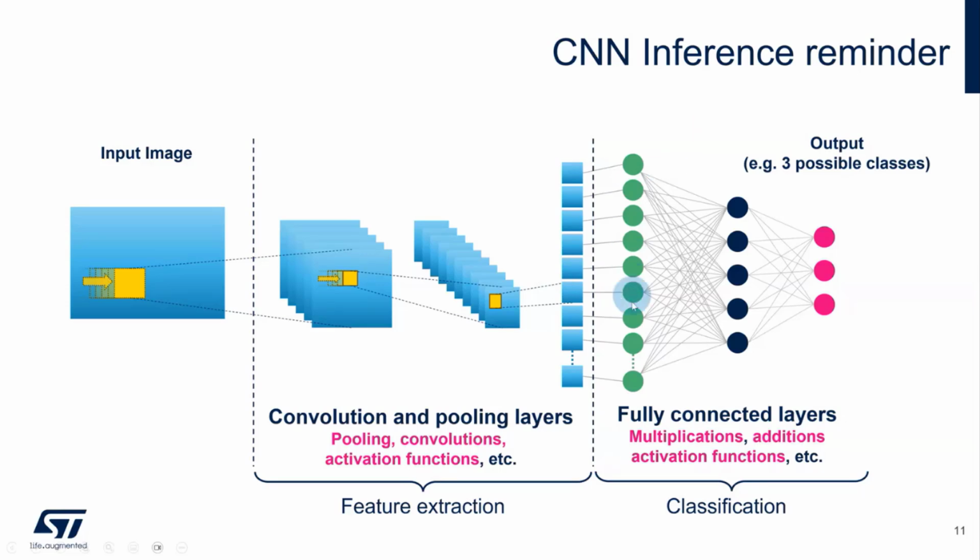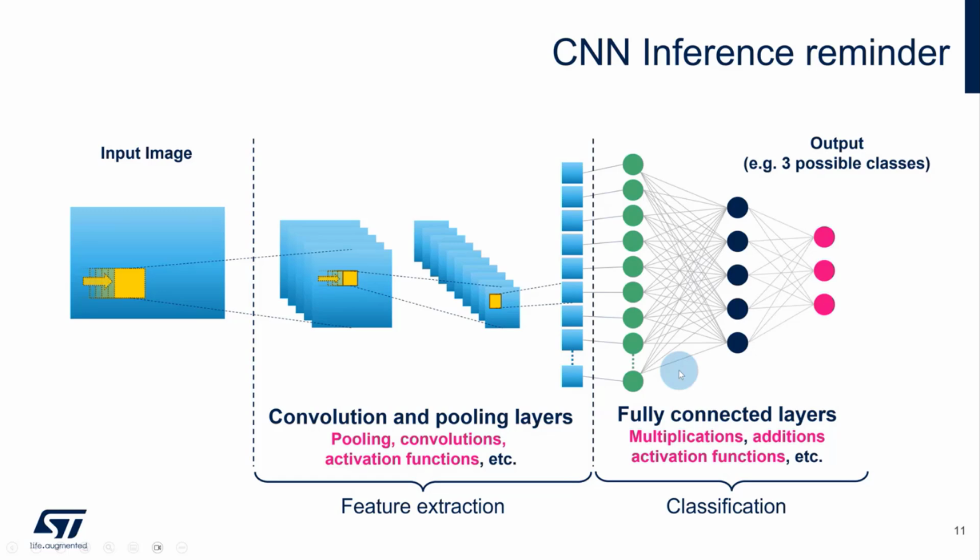After that, we have a fully connected layer, which is a more regular neural network, as we are used to being presented. The operations between these two steps, feature extraction and classification, are pooling, convolutions, and activation functions. And here we have basic multiplication, addition, and activation functions as well.